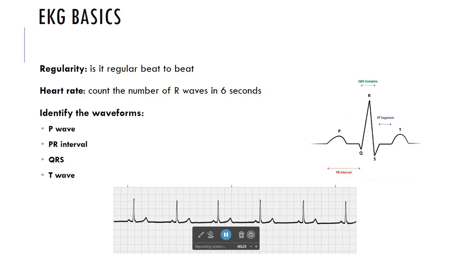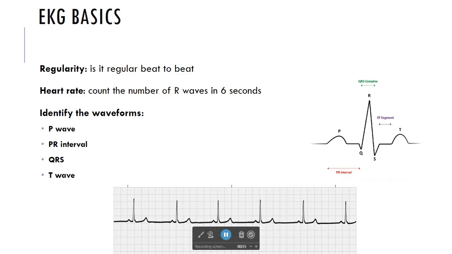When you identify a strip, there are 6 steps that you need to go through. So be sure that you write those down and you follow it every time. Your first step is going to be about regularity. And this is how regular the rhythm is, beat to beat. And we're going to look at R waves. So is it regular from this R wave to this one, to this one, to this one? For the most part, you can just look to see whether it's regular or irregular.